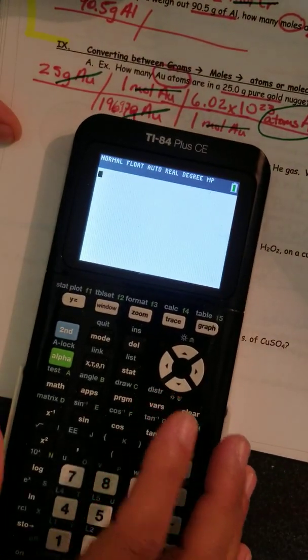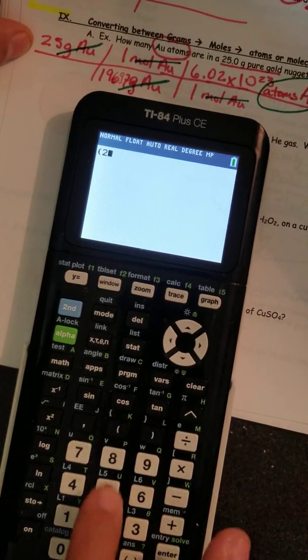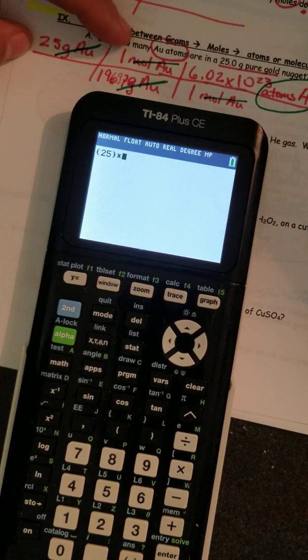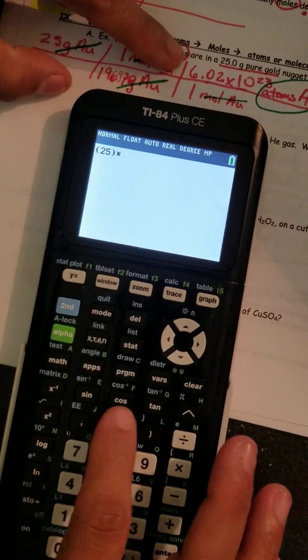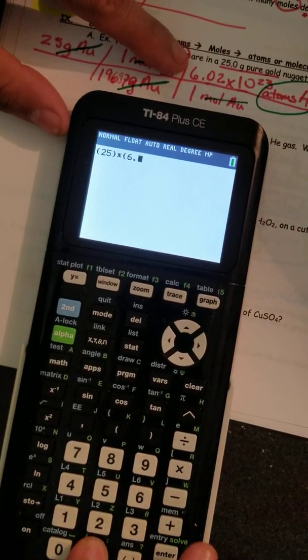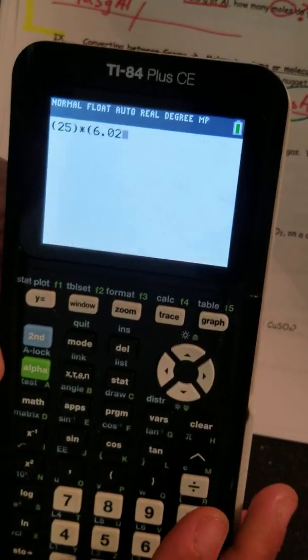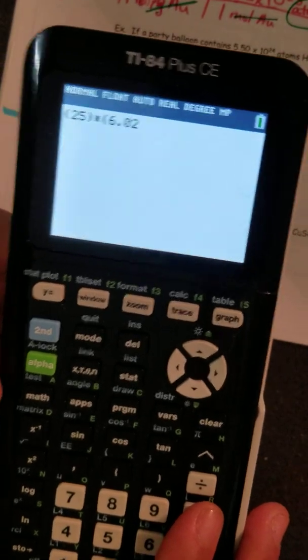So let's look at this. 25, and I'm going to go ahead and use parentheses. Close parentheses, multiply, well, I'm not going to multiply by 1 because multiplying anything by 1 is itself. But what is important is the open parentheses, 6.02 times 10 to the 23rd. You do not literally hit the multiplication number here. That's not how you do exponents.